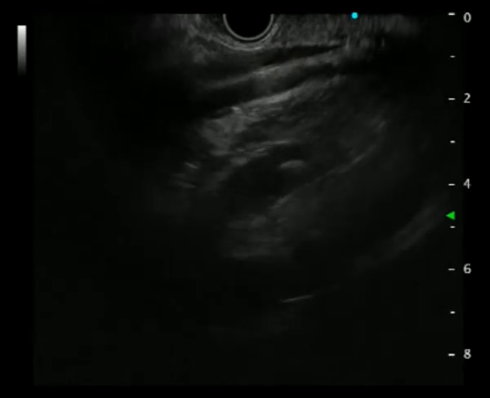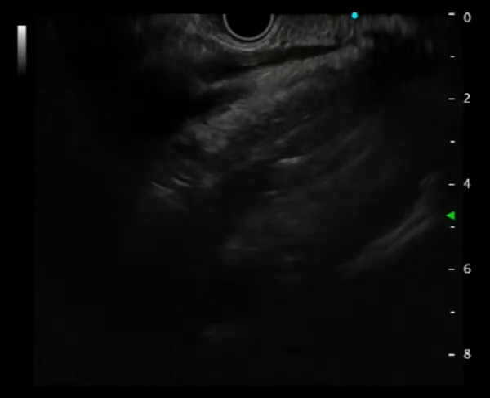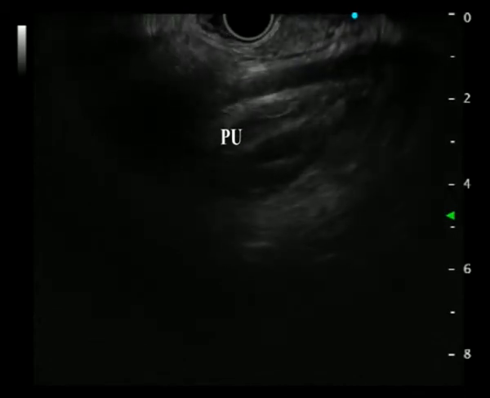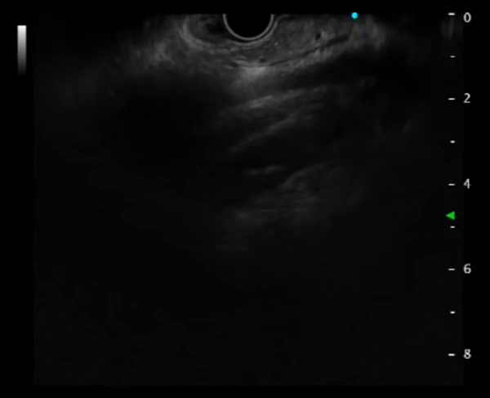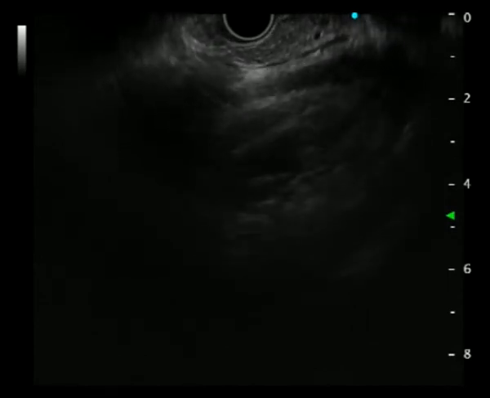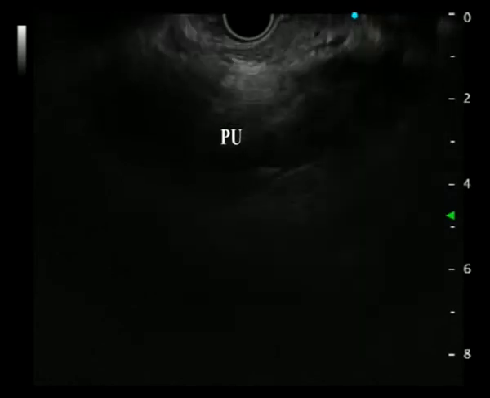Parts of the pancreatic head and uncinate process were observable around the superior mesenteric vessels. The uncinate process appeared as a finely reticulated and homogeneous structure between the aorta and the superior mesenteric vessels, and it could be observed fully by rotating the scope clockwise or counterclockwise.